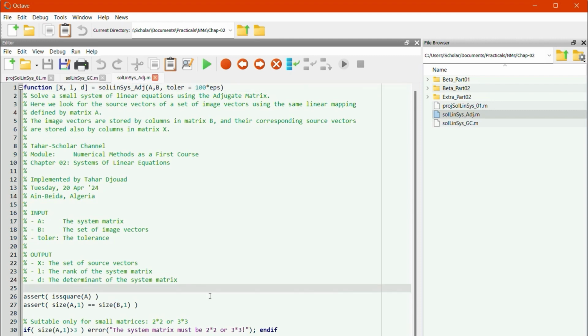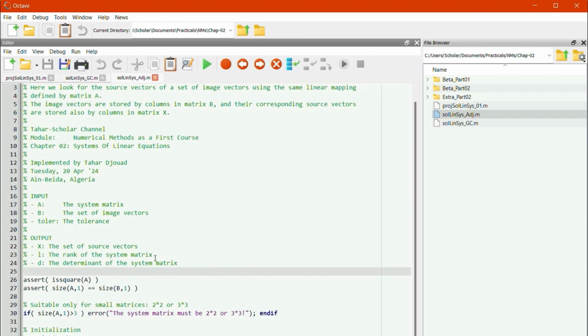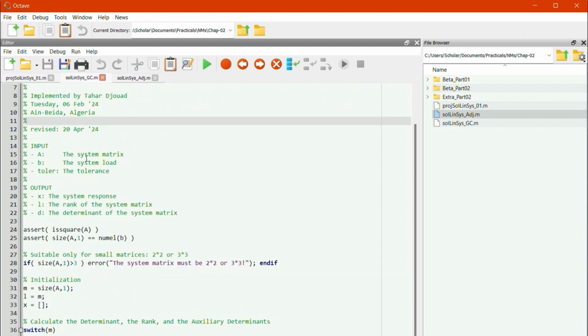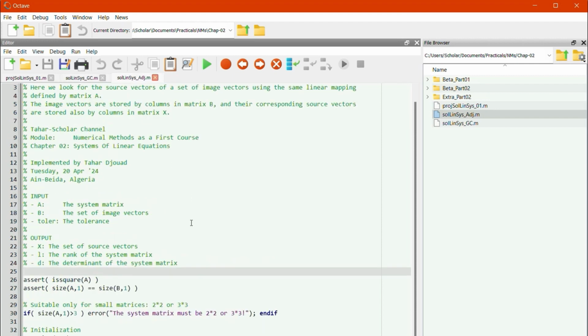Let's see, it's very similar to Cramer's rule. Exactly, the first steps are exactly the same. So we test if the matrix is square. The number of rows in matrix A must be equal to the number of rows in matrix B. The number of columns in B, of course, doesn't matter: 1, 2, or more. And it's suitable only for small matrices. Otherwise, we display an error message.